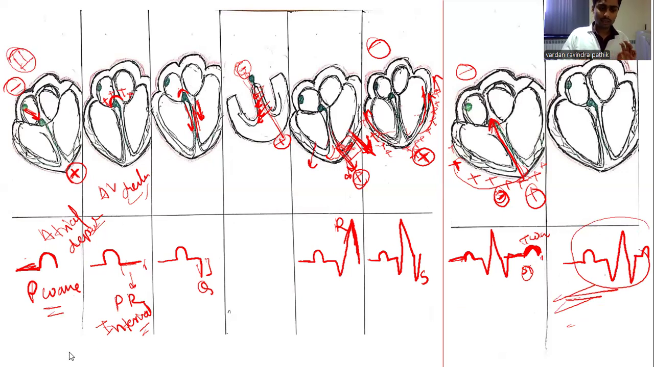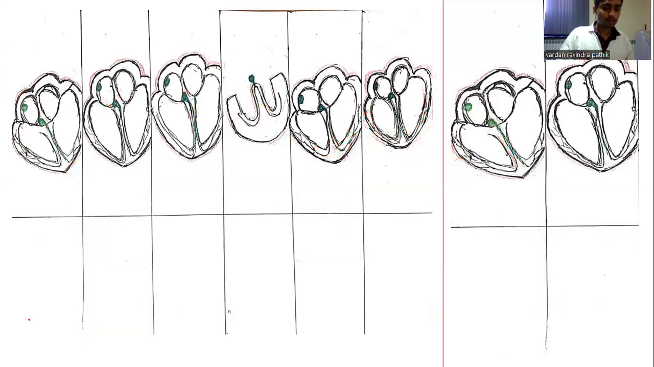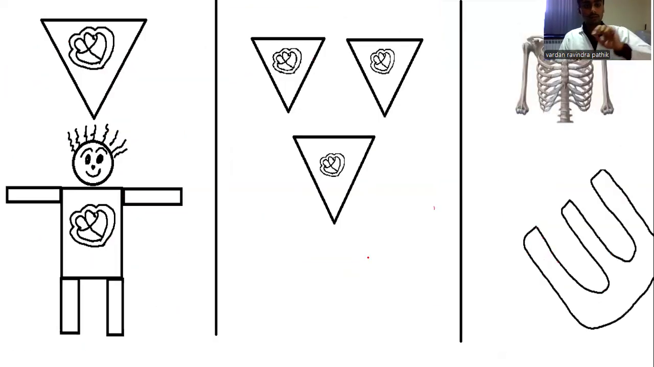Now this is just about the ECG. Now let's see how we can take the ECG. Let me clear all these drawings. Now I'm going to talk about the leads. These leads are 12 in number, 12 leads and three types of leads.